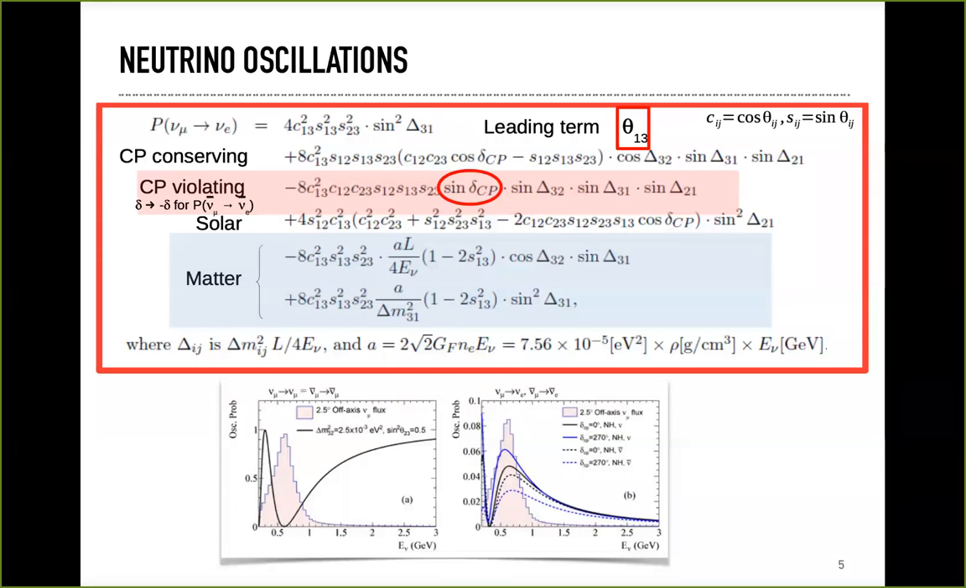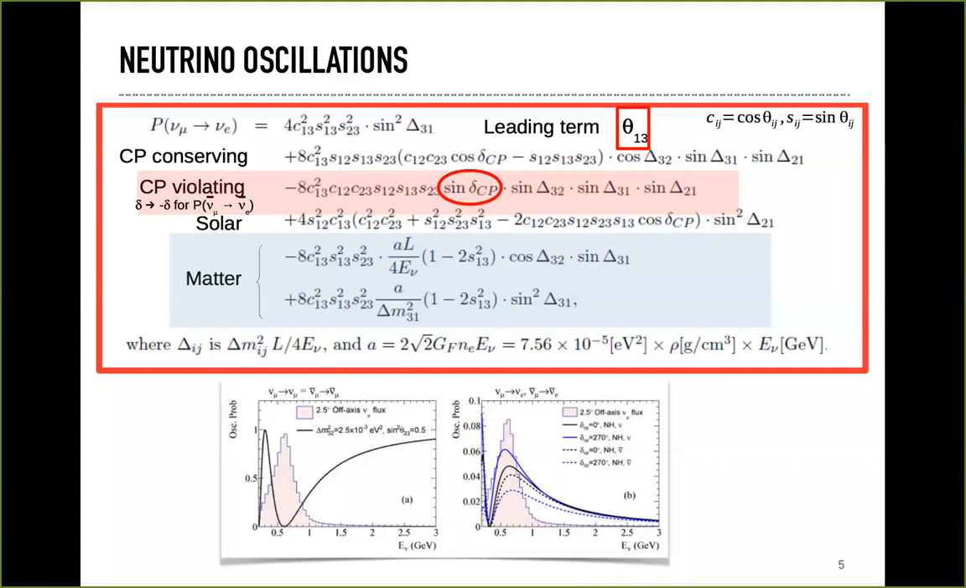In particular, you can see that there are different terms that appear. So the CP conserving term, but especially the CP violating term. So we can measure CP violation, and as well, you may have a term that depends on the matter, the interaction of neutrinos with matter. You can look at two different configurations, really, once you have a beam of neutrinos.